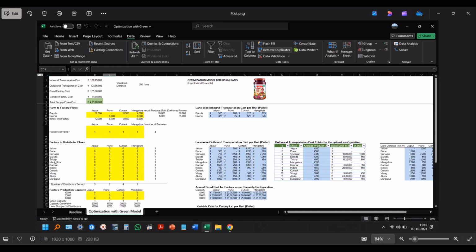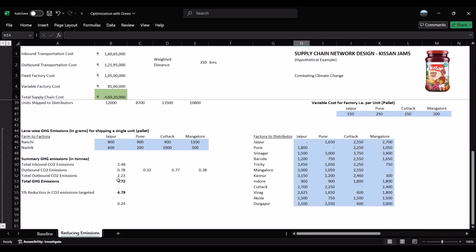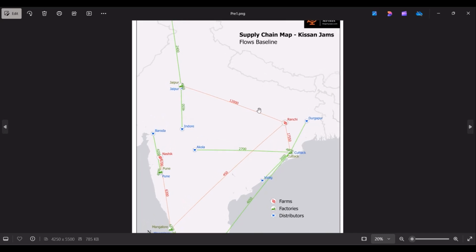All the factories are activated, but in terms of the factory to distributor flows, if I just navigate, you can see that interchange, that Trichy, that particular service center, it was initially serviced by Cuttack, but now it is serviced by the Mangalore plant. So that has been changed. In terms of the factory production capacity also, Mangalore has been switched from the lower segment 10,000 to the higher segment 20,000. So there is naturally increasing fixed cost and variable cost associated with it. But then overall, while our cost has increased by roughly 5 lakh rupees, we are basically meeting our target of 5 lakh rupees of emission.